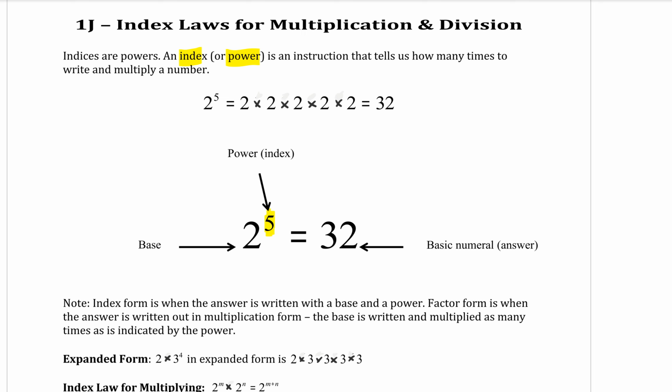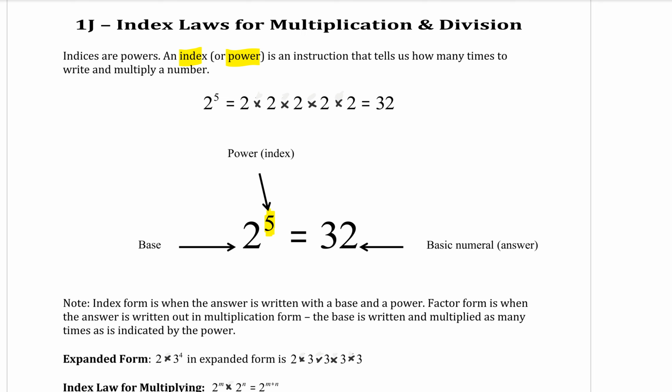It tells us how many times to write and multiply a number. So if I want 2 to the power of 5, 2 is what I call the base number. You can see down here, 2 is the base number. And the 5 tells us how many times we want to multiply it together. So I want to multiply it 5 times. So 2 times 2 times 2 times 2 times 2.